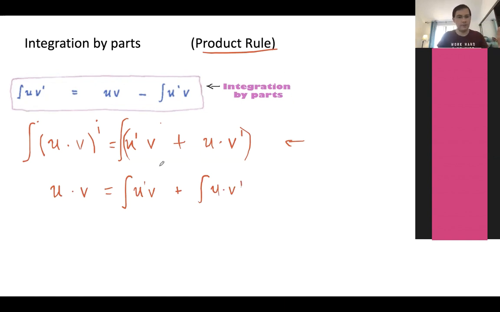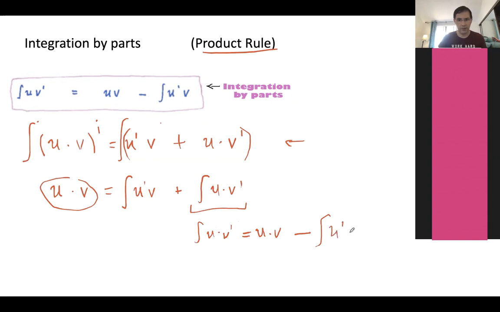And then from this, we can choose either this one or that one. So for example, I'll choose this one. The integral of u times v prime is equal to u times v minus this integral, the integral of u prime times v, and that's the integration by parts.